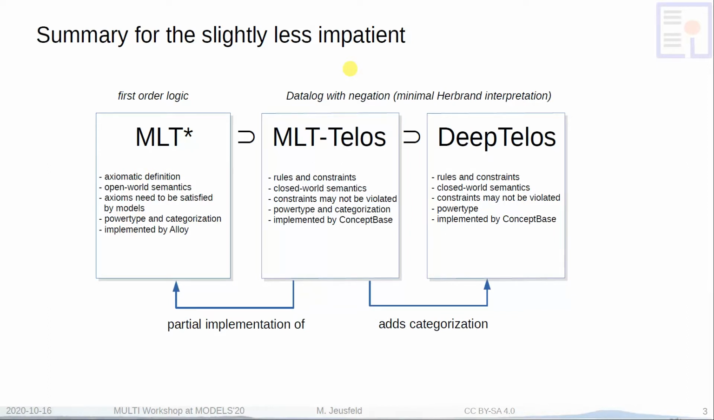Like with MLT star, power type and categorization are supported, and it's fully implemented by ConceptBase. Then we have deep Telos. It has rules and constraints. It also has the closed world semantics, the same way of dealing with constraints. It supports a power type construct, which is called here in deep Telos most general instance, but it's virtually the same. It's implemented by ConceptBase. The main difference between deep Telos and MLT-Telos is that MLT-Telos supports the categorization, as we will see in some examples subsequently. Otherwise, they are pretty similar.